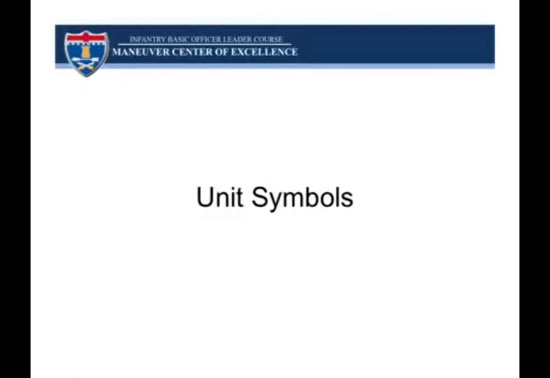Let's move on now to the next chapter of the FM, unit symbols. Unit symbols are used to portray the different size units of different orientation. For example, we may want to show an enemy squad, a friendly company, or a battalion of unknown disposition. This is distinct from the symbols that we use to show weapons or vehicles. We'll get to that next.